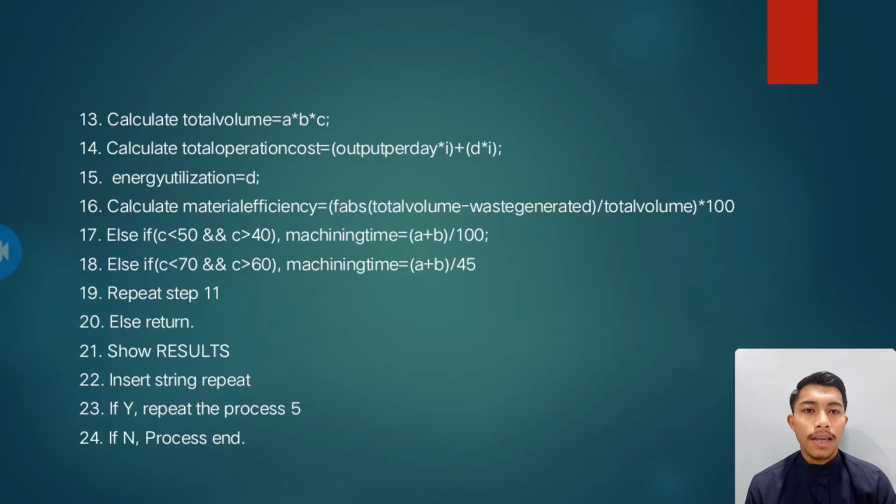Number 17, else if C is less than 50 and greater than 40. Number 18, else if C is less than 70 and greater than 60. Number 19, repeat step 11. Number 20, else return. Number 21, show results. Number 22, insert string repeat. Number 23, if Y, repeat the process 5. And lastly, number 24, if N, end the process.